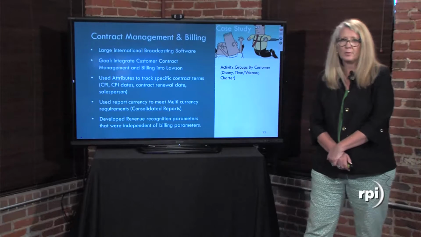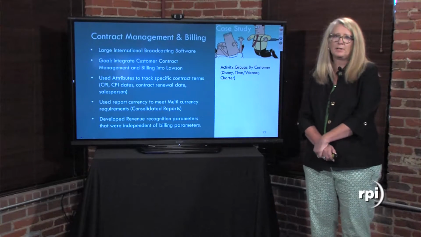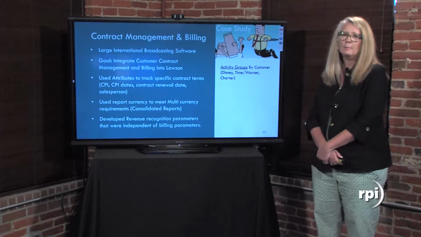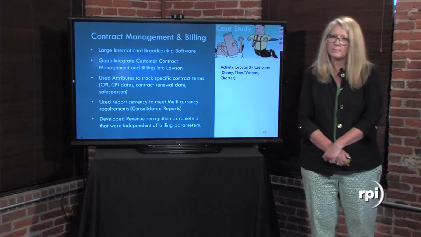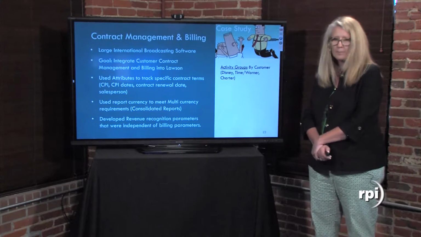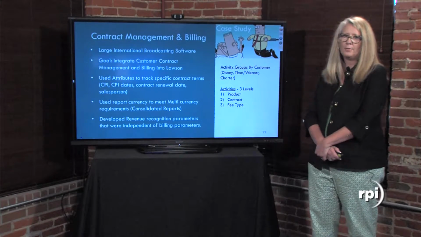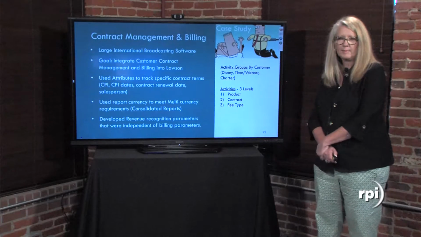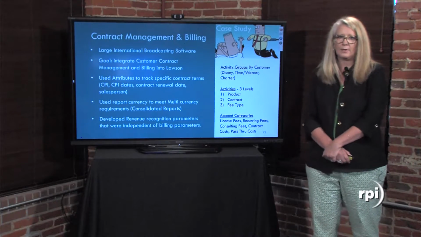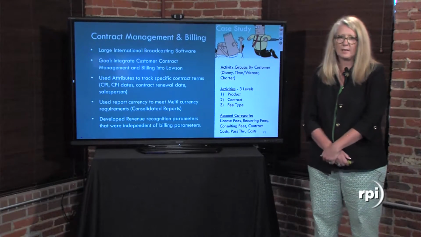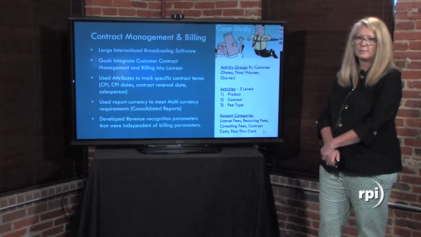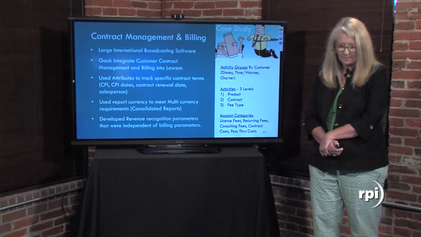The structure for this particular implementation was that their activity group was by customer. So they had many, many, many different activity groups based off of their customers. They had 3 levels in their activities: their product, their contract, and their fee type. And their account categories were such things as license fees, recurring fees, consulting fees, contract costs, pass-through costs.